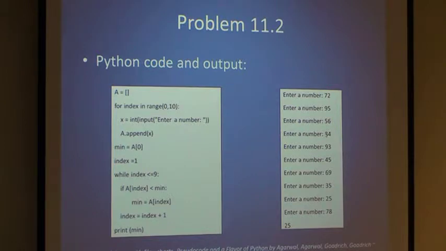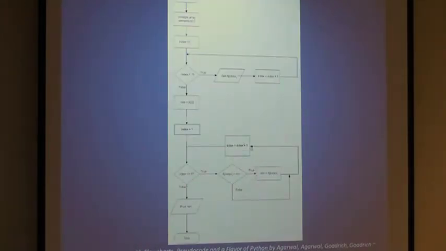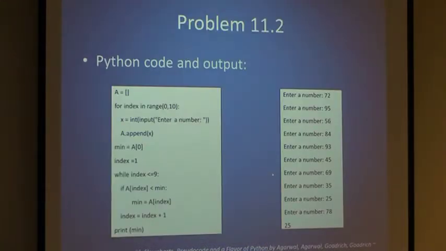When you come to 84, min already is 56, so you're not going to save 84. When you come to 93, nothing happens because the flowchart is that way, right? See, nothing happens if you come across something larger or equal. Only if you come across something smaller, you save it. Anyway, it's very worthwhile understanding this fully.